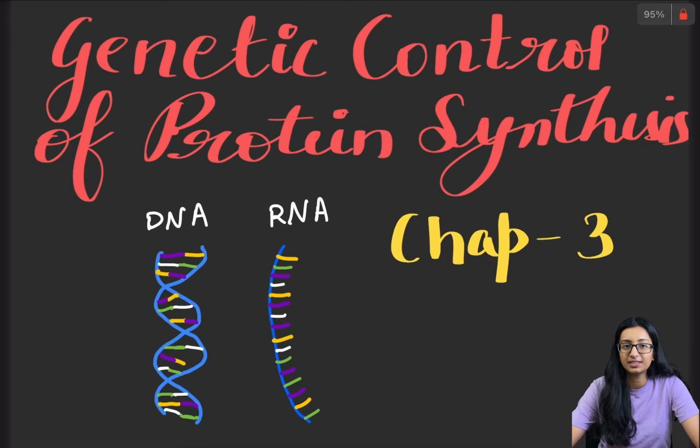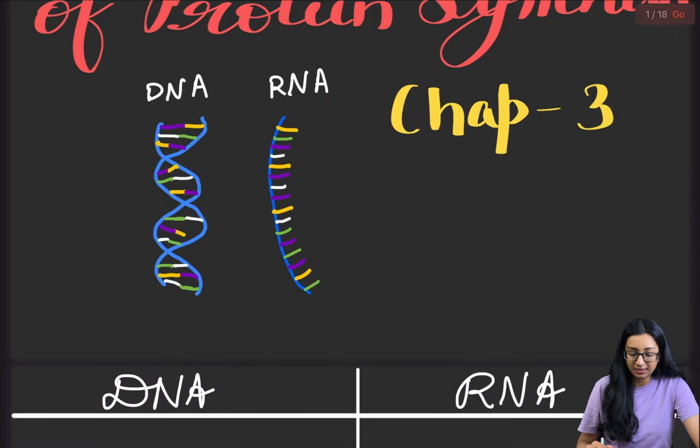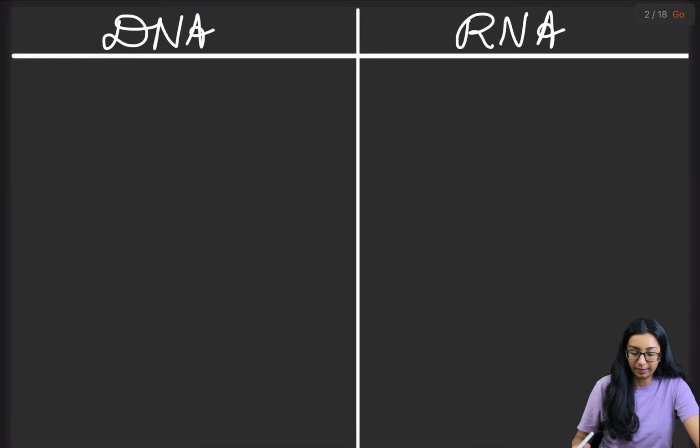In this video, we will be discussing the genetic control of protein synthesis, which is done by the DNA and the RNA. So let's understand the difference between the DNA and the RNA. DNA is made up of genes, which is a long, double-stranded and helical structure, whereas RNA is not double-stranded but single-stranded.